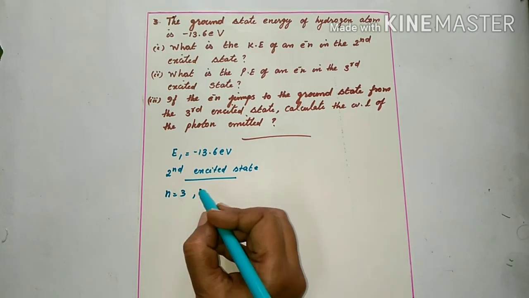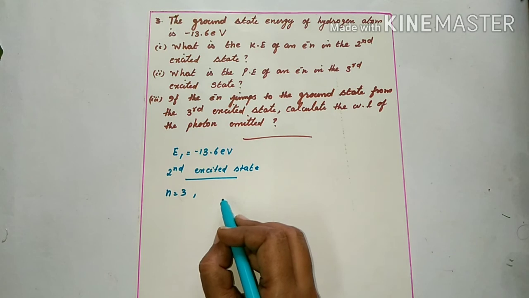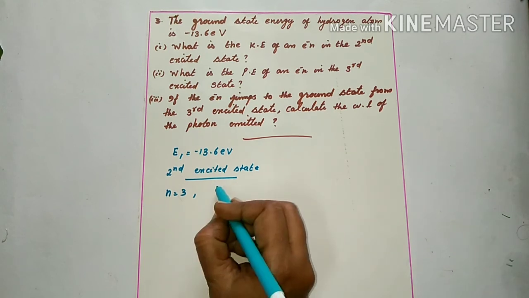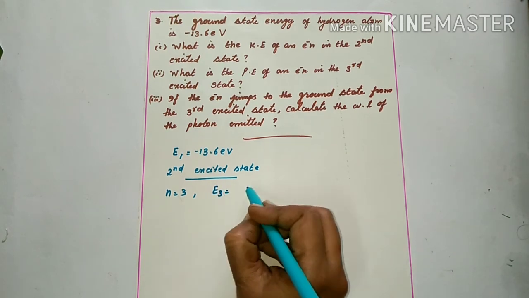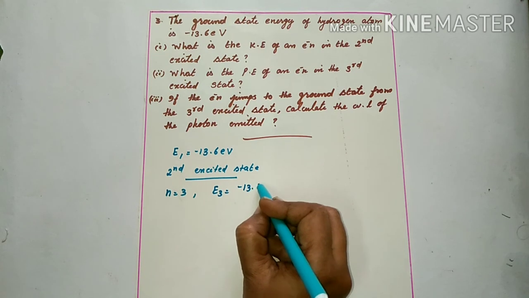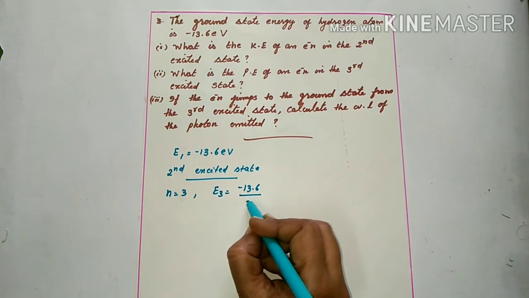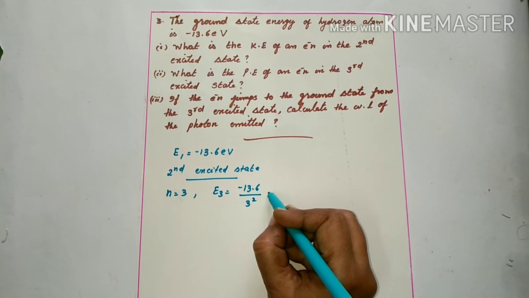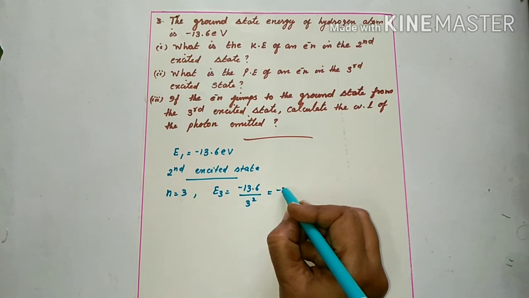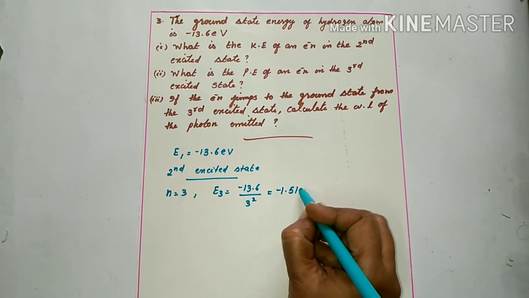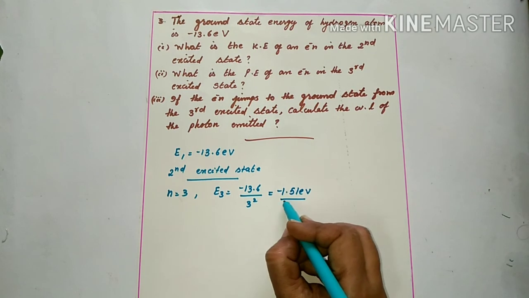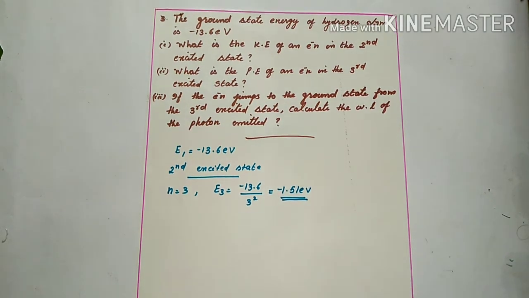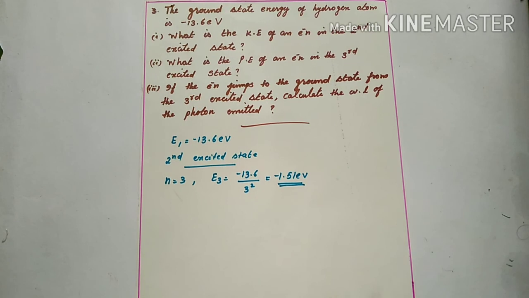So find out the energy for this second excited state. That is E3 equal to minus 13.6 divided by 3 square, that is equal to minus 1.51 electron volt. So this is the total energy of electron in the second excited state.